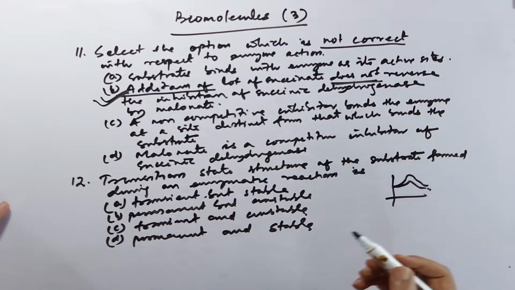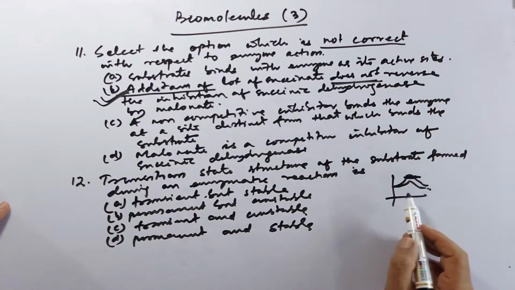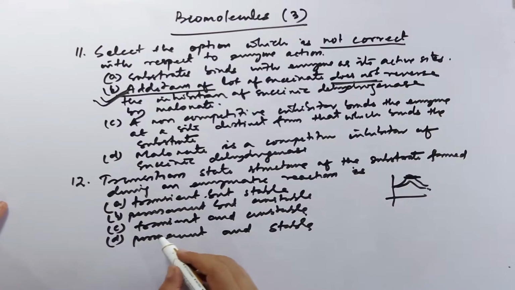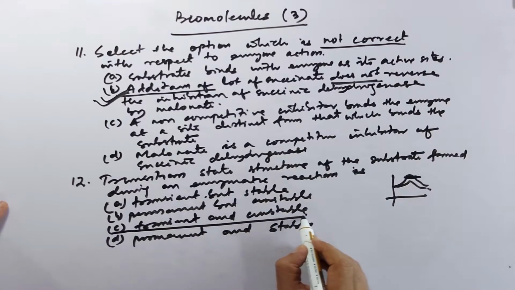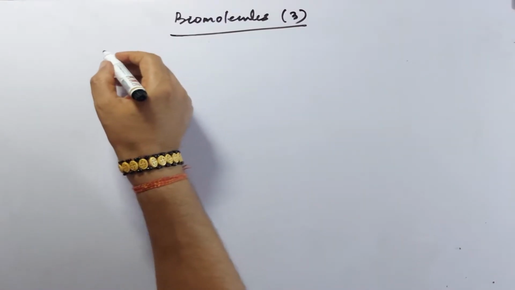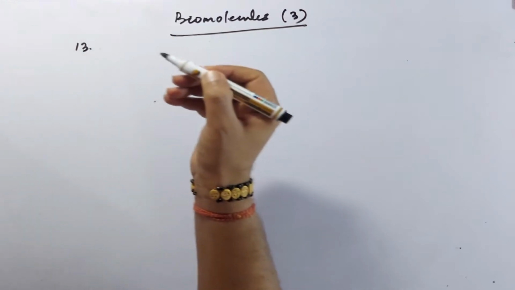So it is very important here, at the time of enzymatic reaction we have discussed this thing. So this is really transient conditions, transient and really unstable. So the correct answer is transient and unstable. So next question is question number 13.